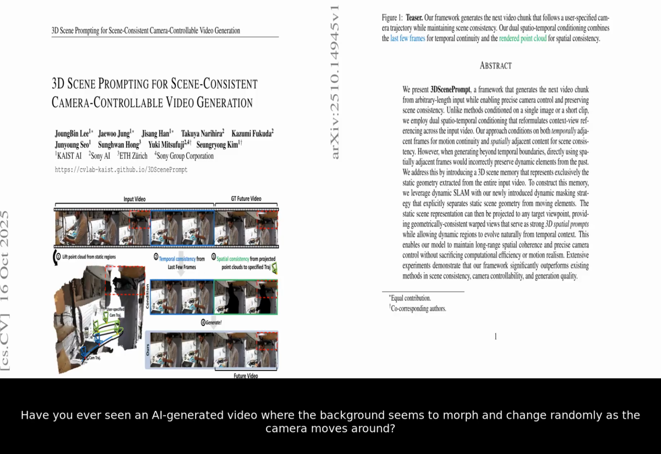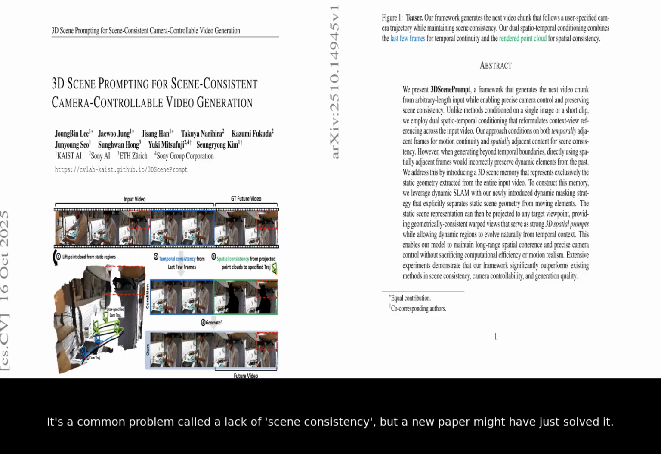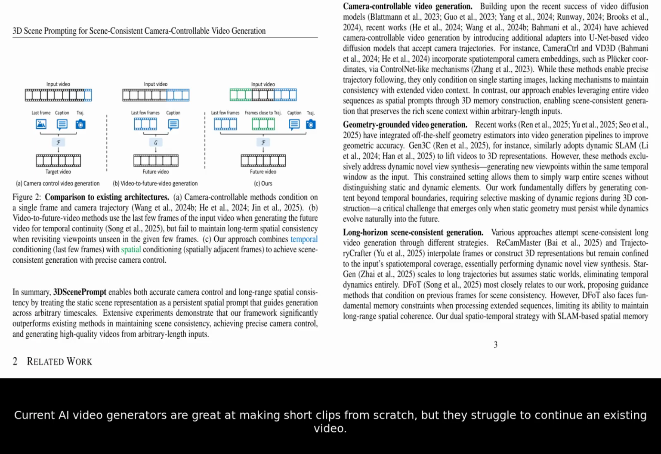Have you ever seen an AI-generated video where the background seems to morph and change randomly as the camera moves around? It's a common problem called a lack of scene consistency, but a new paper might have just solved it. Current AI video generators are great at making short clips from scratch, but they struggle to continue an existing video.